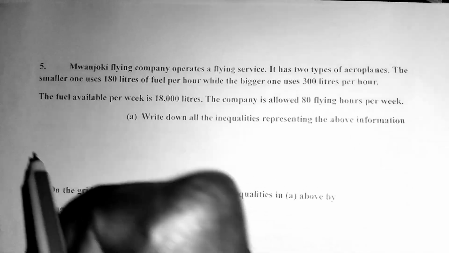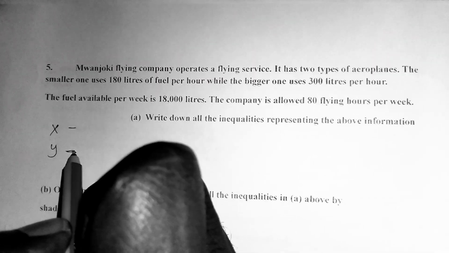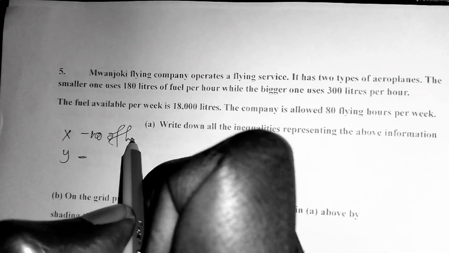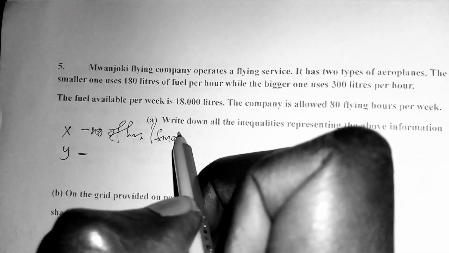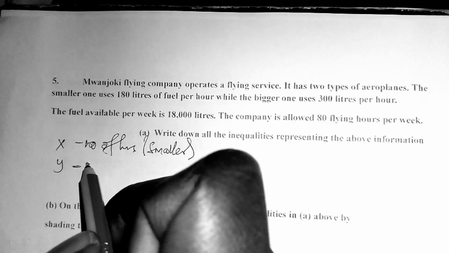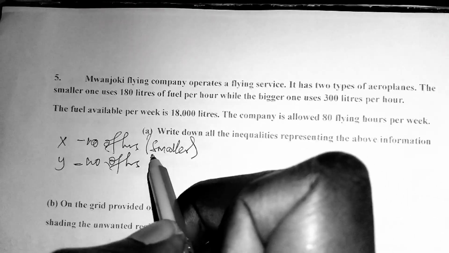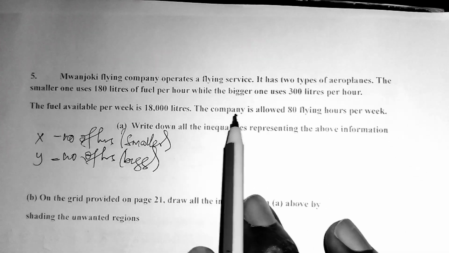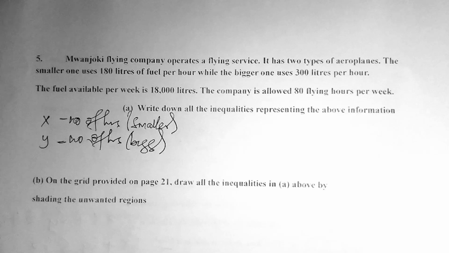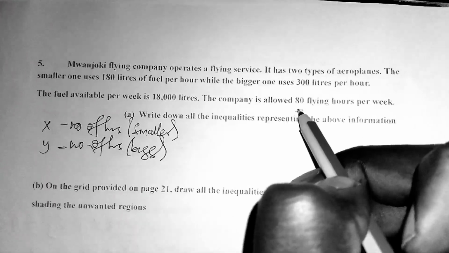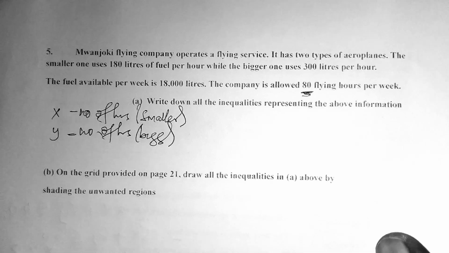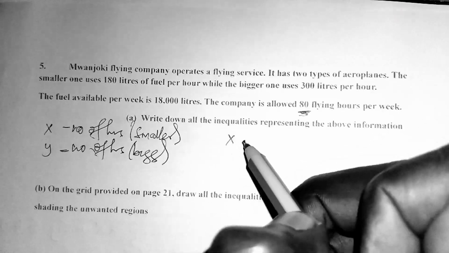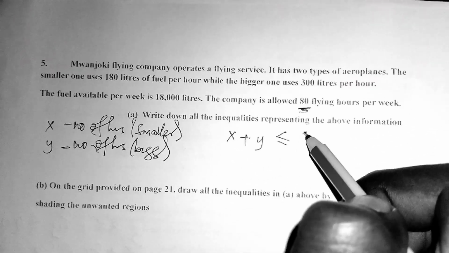So we can have x and y, where x represents the number of hours flown by the smaller aeroplane, and y the number of hours flown by the bigger aeroplane. You are being told that the company is allowed 80 flying hours per week. So the maximum they can have is 80, which means it can be either 80 or less than 80. So we have the first inequality, x plus y is less than or equal to 80.